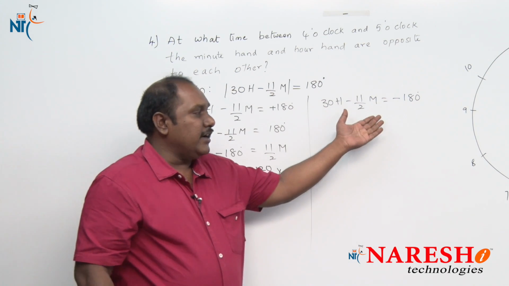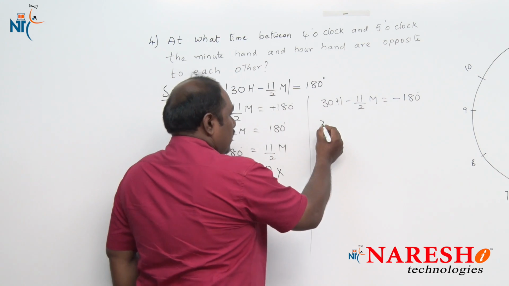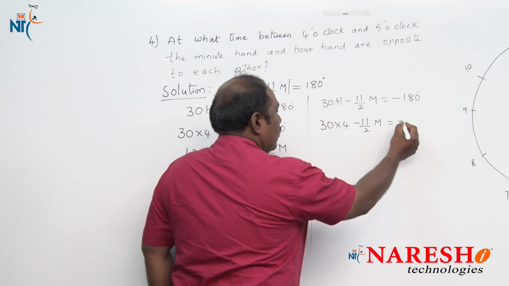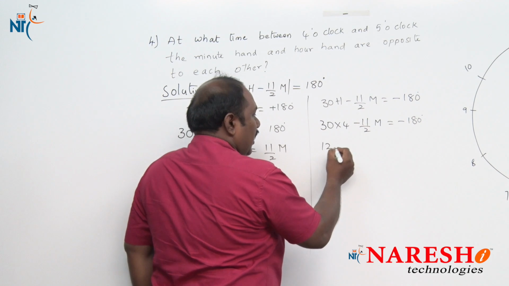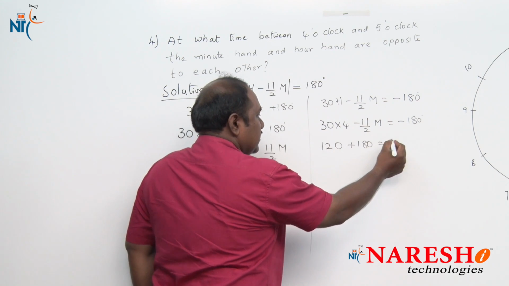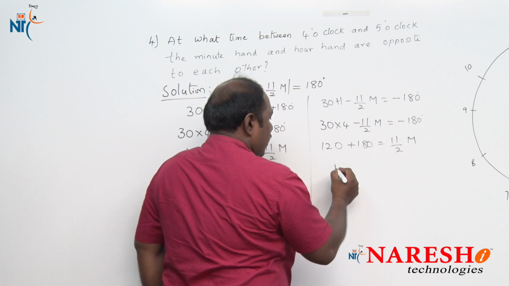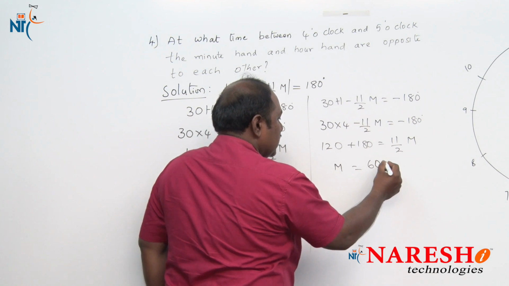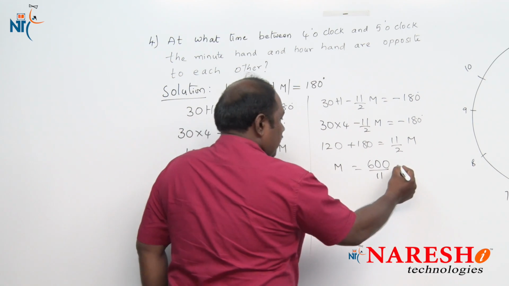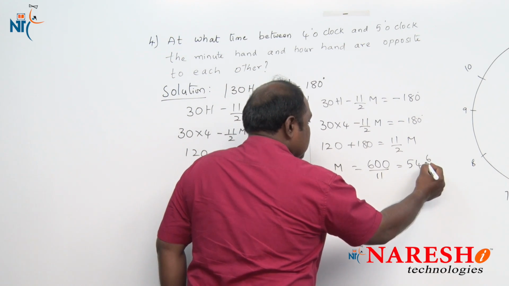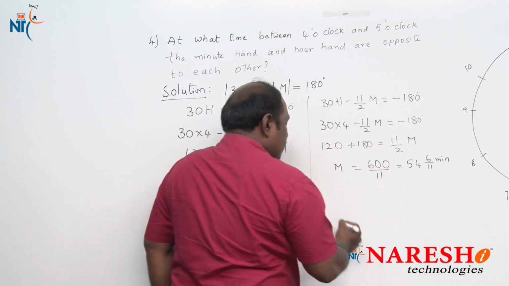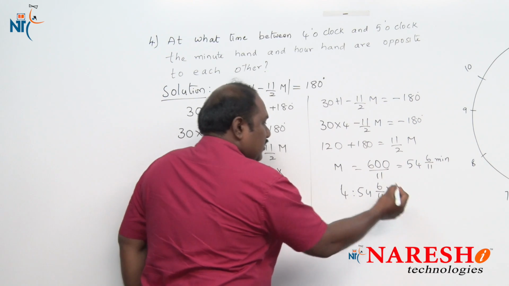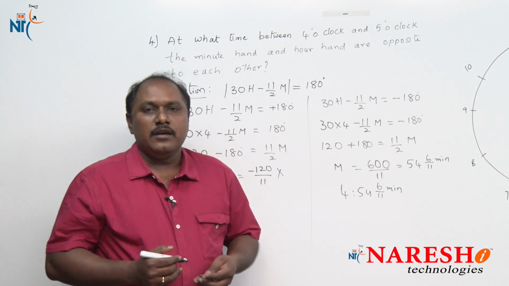Now let us take minus 180 and solve this problem. 30 into 4 minus 11 by 2 m equal to minus 180. 120 plus 180 is 11 by 2 m, or m is equal to 300 into 2, 600 by 11. Solving this, we get 54 6 by 11 minutes. So at 4:54 6 by 11 minutes, the minute hand and hour hand will be opposite to each other.